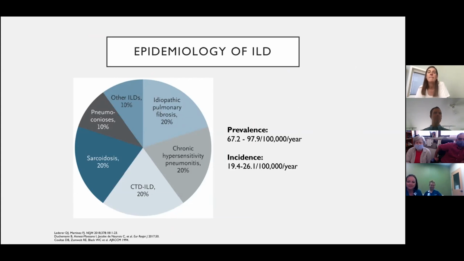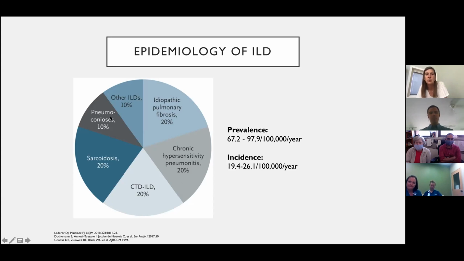Yeah, 20% end up being IPF, another 20% are probably hypersensitivity, another 20% the connective tissue diseases, another 20% sarcoid. So that I think resonates with what you're seeing, right? I mean, as you start to work it through, you break them down into these different groups.